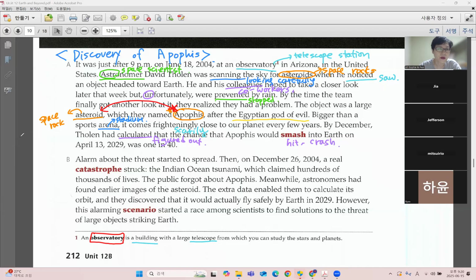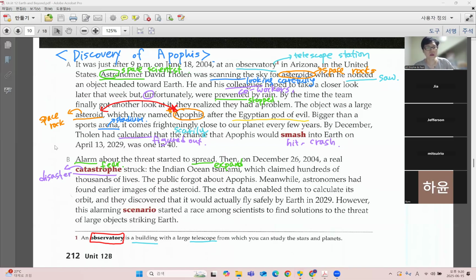And now, next one. Alarm about the threat. What is the alarm here? Alarm means kind of fear. And the fear about the threat started to spread. So spread means what? Expand. And then on December 26, 2004, a real catastrophe struck. Whoa, 2004? What is a catastrophe here? Disaster.